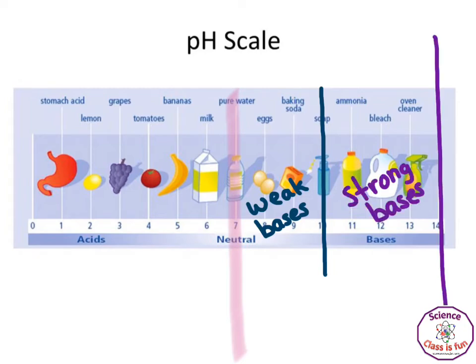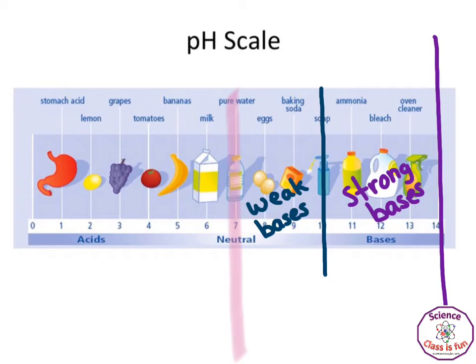Then we go up to strong bases. These have a large number of OH ions in solution. These are not good to eat. These are your heavy cleaners. These are the things that when you're working around your house and your mom makes you do a chore and you're having to clean, you need to put gloves on to do it. So like ammonia, bleach, oven cleaner. These are highly corrosive items.